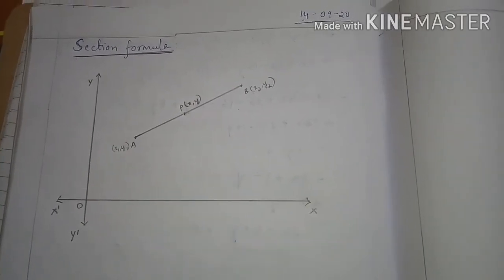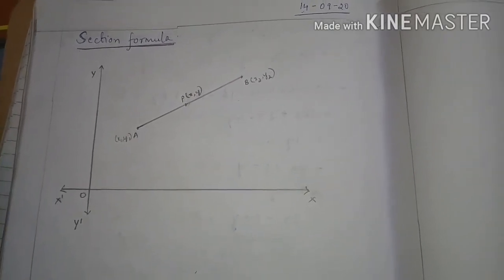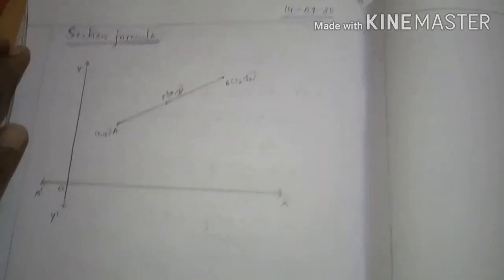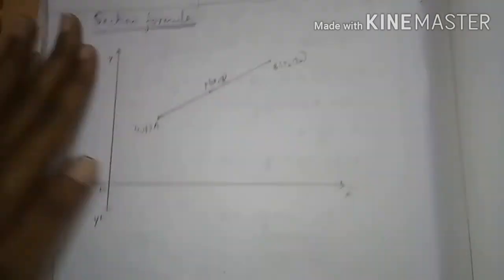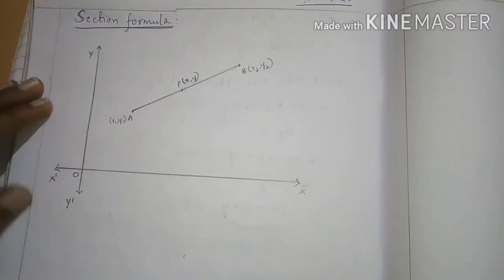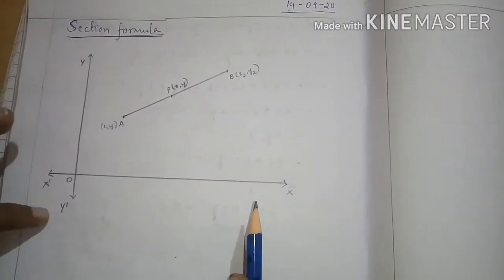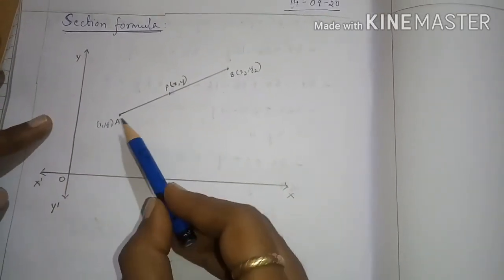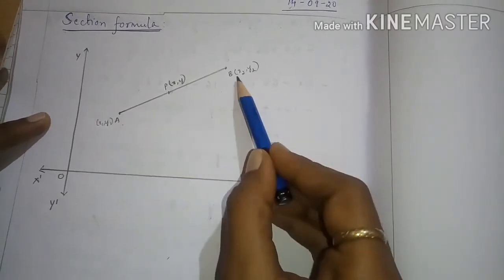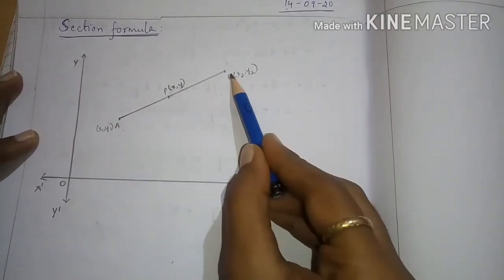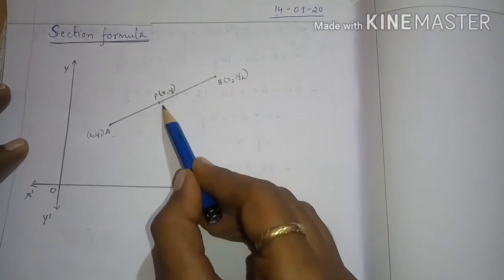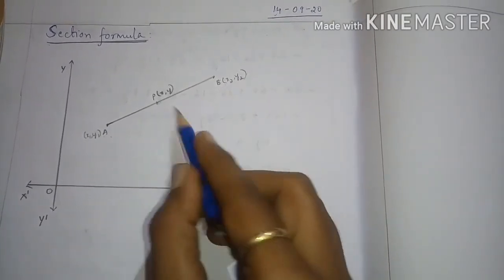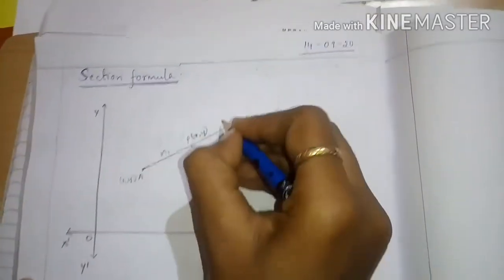In this video I teach about the section formula. Let's start. Before solving with the section formula, we consider a coordinate plane. In this coordinate plane, we have an x-axis and a y-axis. Consider the two points A and B. P is a point which divides the line joining A and B in the ratio m1 to m2.